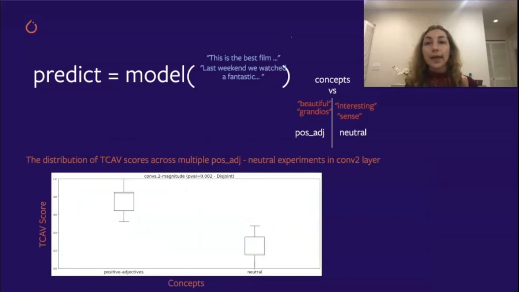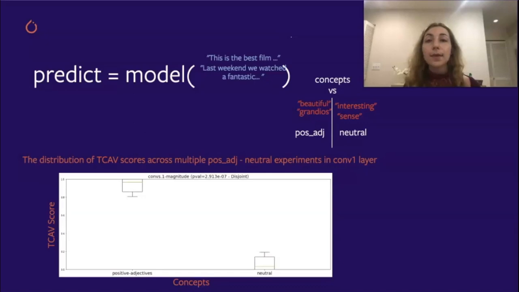We then move ahead and plot the distribution of TCAF scores across all our experiments for both positive adjectives and neutral terms for one of the convolutional layers, conv2, using box plots. As we can see, positive adjectives have a larger mean and higher TCAF scores. In addition to that, we also perform two-sided significance tests in order to estimate whether those two distributions are different or not. In this case, a low p-value indicates that those two distributions are indeed different and disjoint.